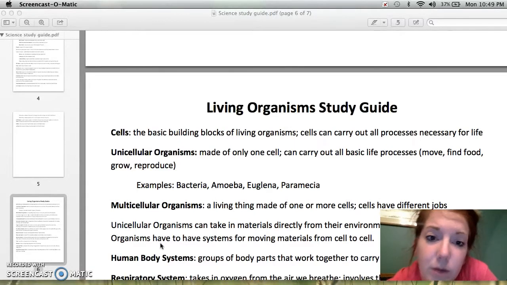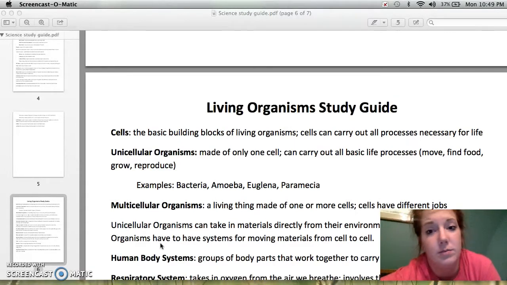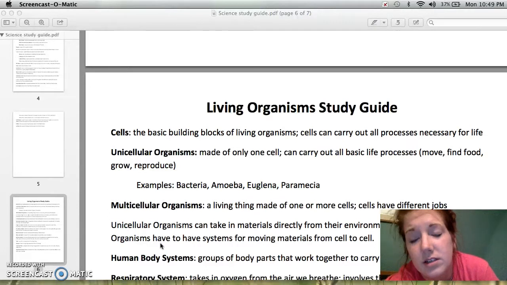Cells are the basic building blocks of living organisms. Cells can carry out all processes necessary for life. So, cells are living. They're the building blocks, they're the smallest pieces.